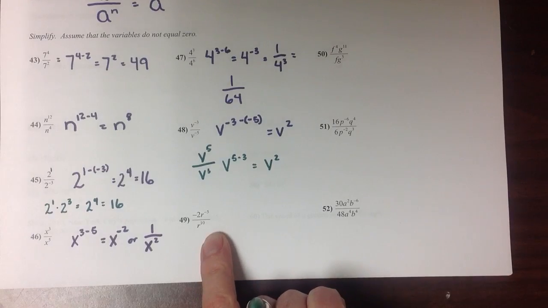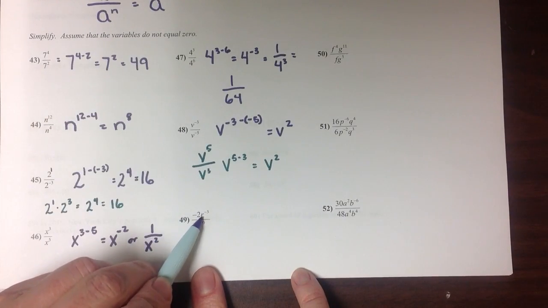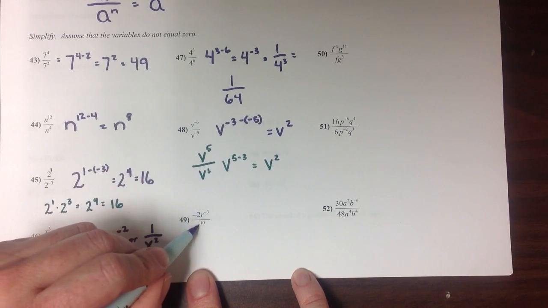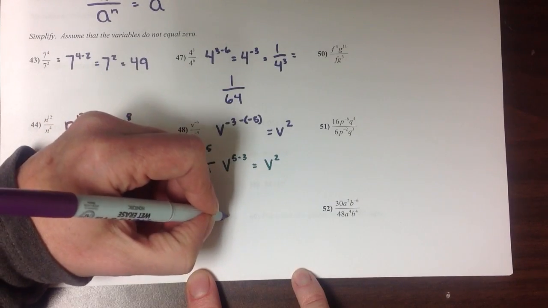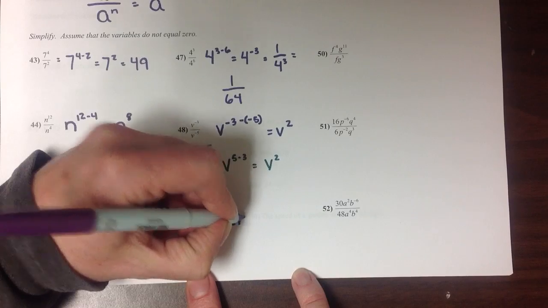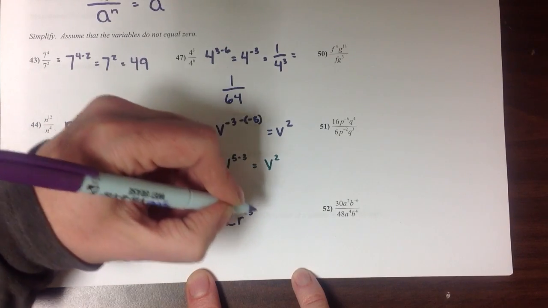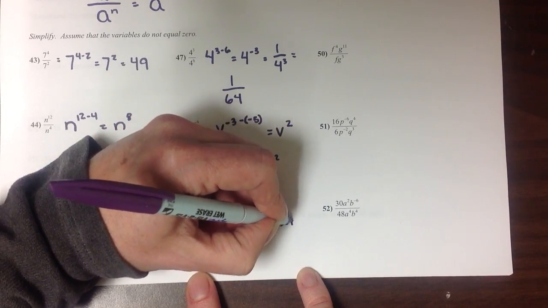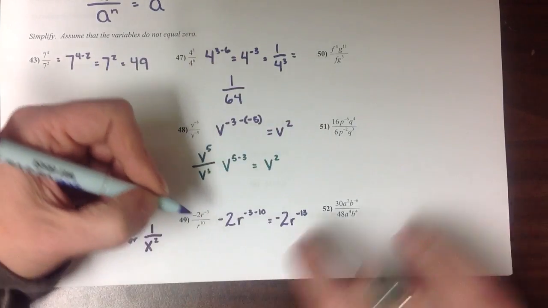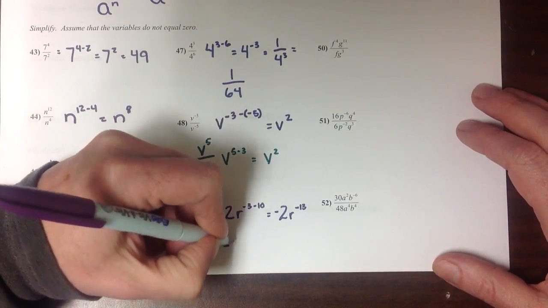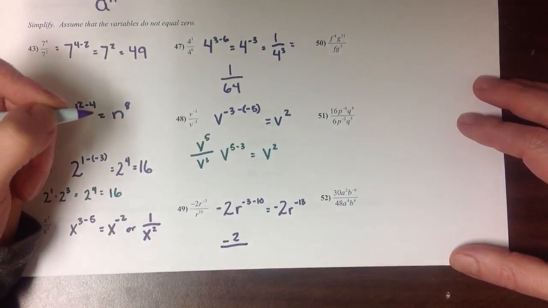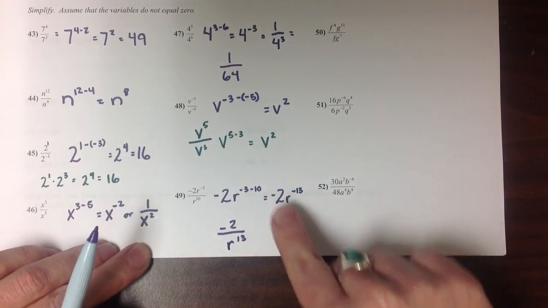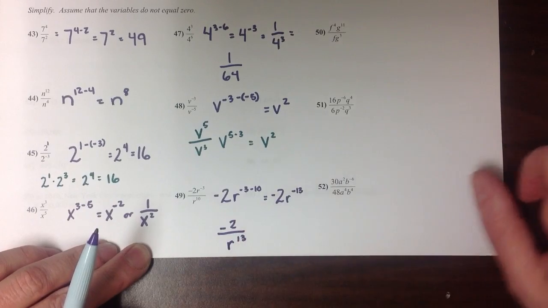In the next example, we have an r raised to the negative 3, and it's only the r that that's applying to. So I'm going to leave my negative 2 out front here. And then I have r to the negative 3 minus 10 more, which is going to give me negative 2 r to the negative 13, which I'm going to want to rewrite as negative 2 over r to the 13, so that negative exponent is made positive.